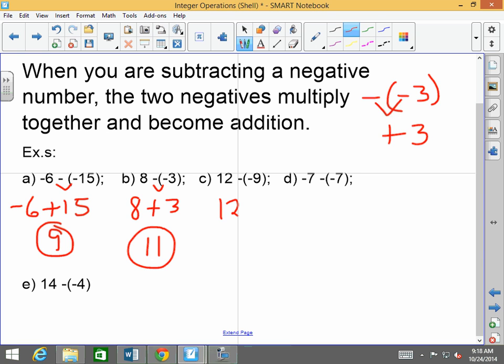We have a 12. Negative times a negative here becomes positive 9. 12 plus 9, the signs are the same, so you add and keep the sign.